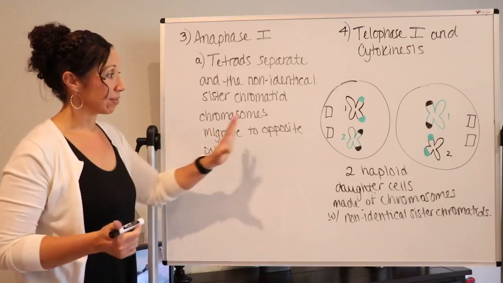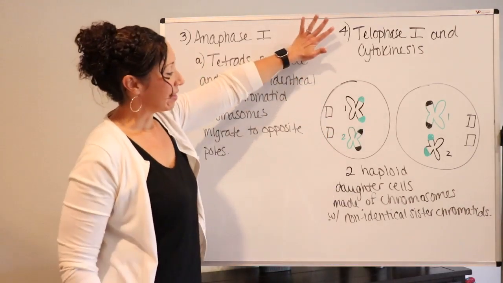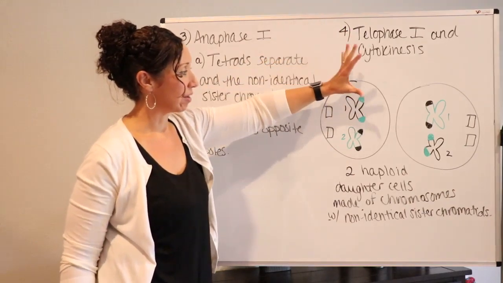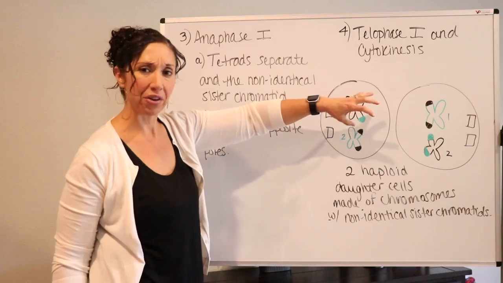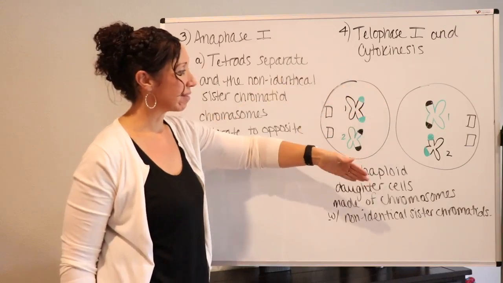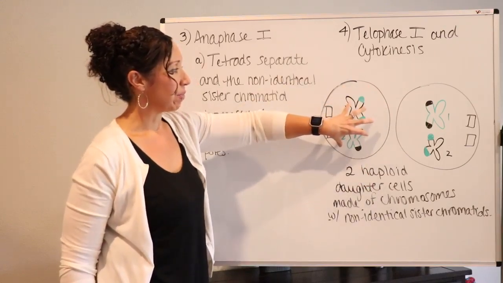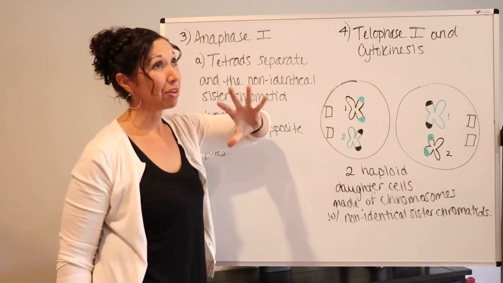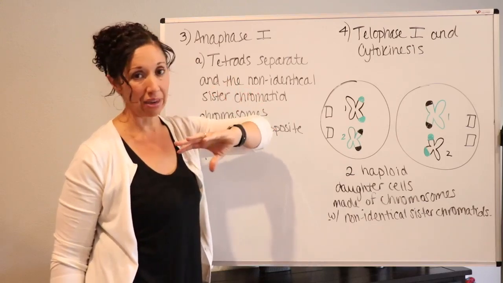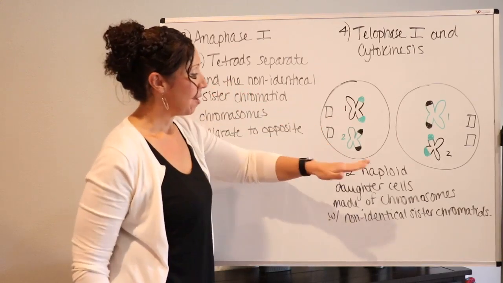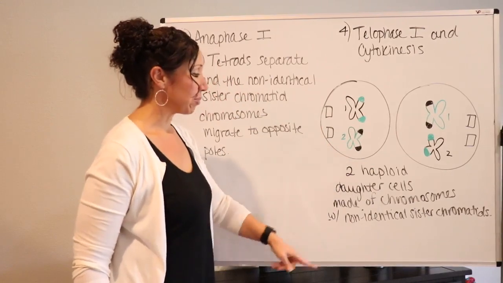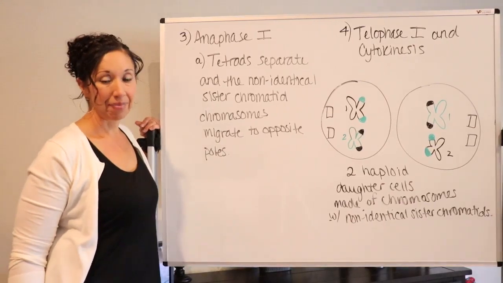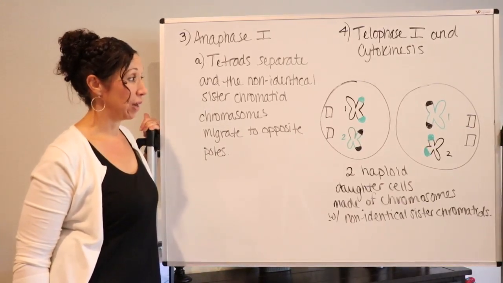And then number 4, it's already on the board here, telophase 1 and cytokinesis. Essentially, the cytokinesis part, you get the cleavage furrow, everything that you did in mitosis. The cell splits, and you don't even bother rebuilding the nuclear envelope. Well, you do rebuild it, but then it disintegrates again quickly, so it comes and goes. And then eventually, you make 2 haploid daughter cells made of chromosomes with non-identical chromatids. And that is the end of meiosis 1.